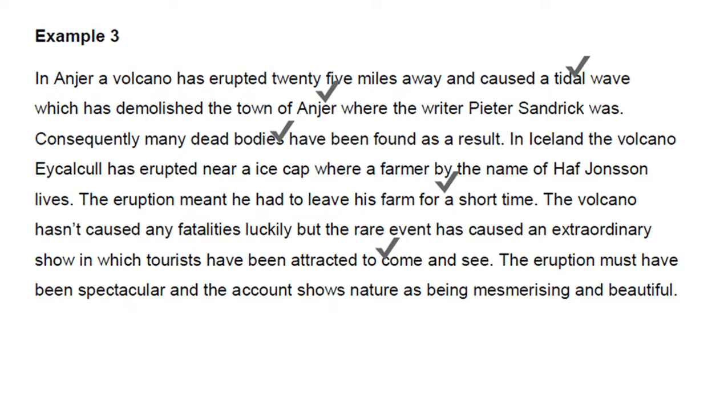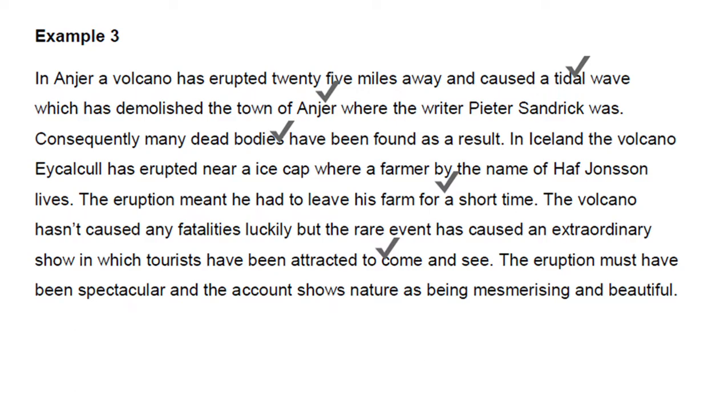Do you think it's written like a news report? I do. I feel like the student has written it like they're on the news, the 6 o'clock news, telling us what's happened. The eruption must have been spectacular, and the account shows nature as being mesmerising and beautiful. So we've got 5 ticks there, so we've easily got 4 out of 4.